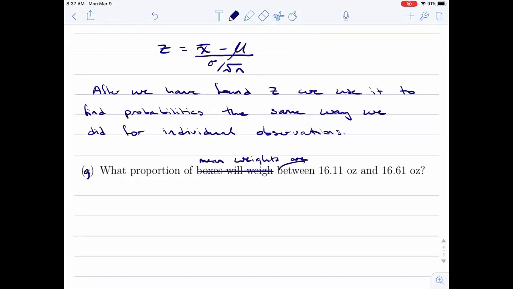So now, nothing changes about how we approach this problem. It's just we have to be alert when we're reading these parts now, because it'll either be about what proportion of boxes, so individual boxes, are between these weights, or now we're talking about what proportion of mean weights. As soon as you see that word mean in there, you're thinking, okay, I have to take sigma over root n as my standard deviation.